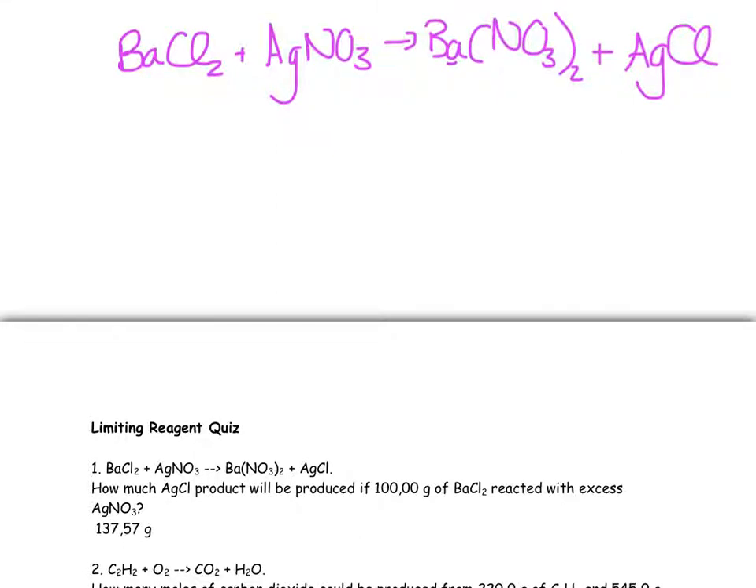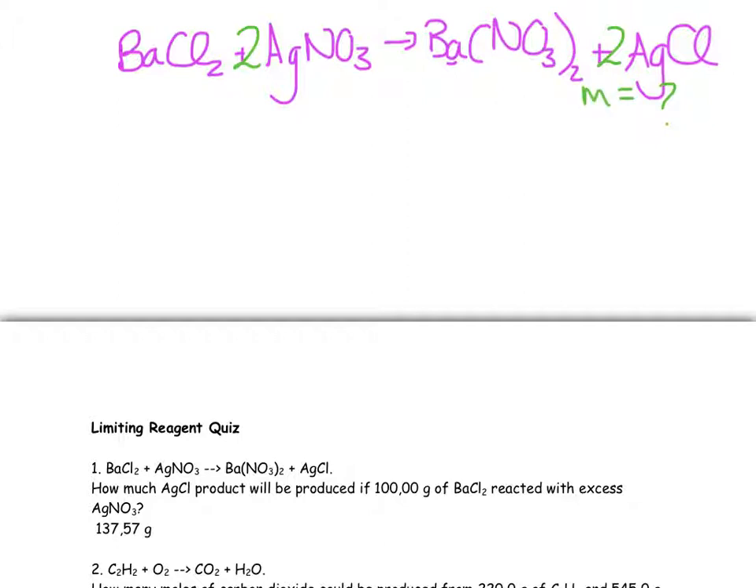Before you start any sort of stoichiometric reaction or limiting reagents or percentage purities or anything like that, you need to balance your equation. So here I'm going to need to put a 2 in front of the silver nitrate and a 2 in front of the silver chloride in order to ensure that it is balanced. What do they say? How much silver chloride product will be produced, and how much usually means a mass.